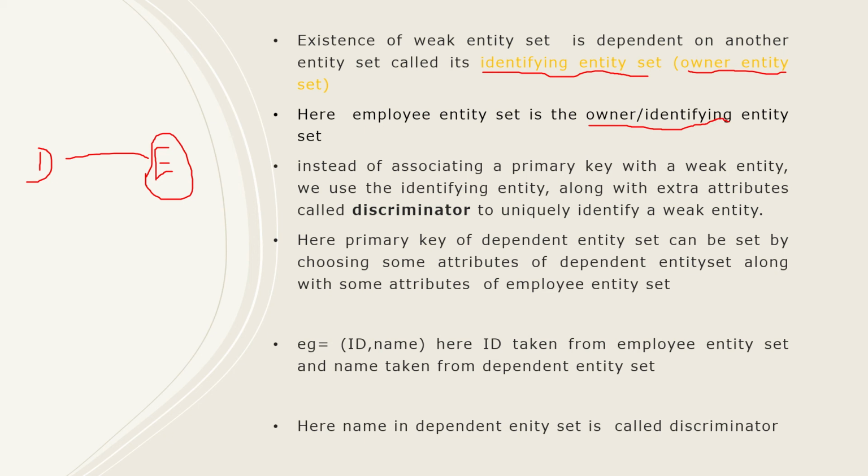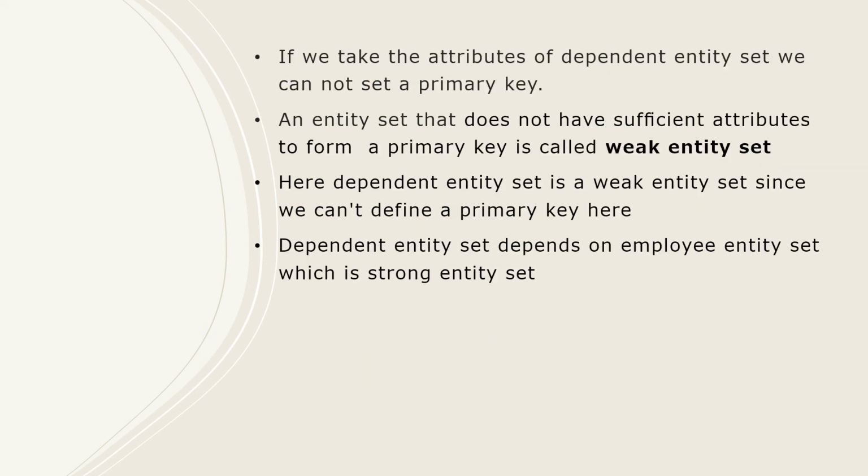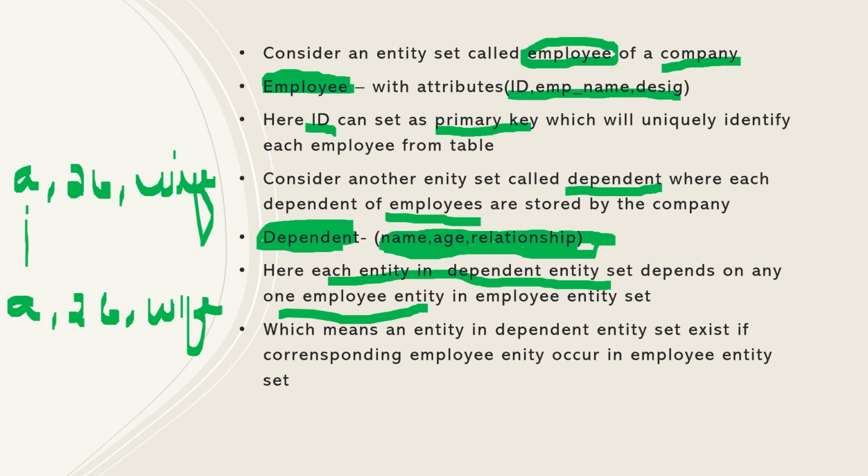So that is what we already explained. So the next point is, what is the meaning of discriminator? Our next purpose is, we already took this example. We already know that the dependent entity set contains only these three attributes, and we cannot create a primary key in this case. So how will we uniquely identify a dependent?